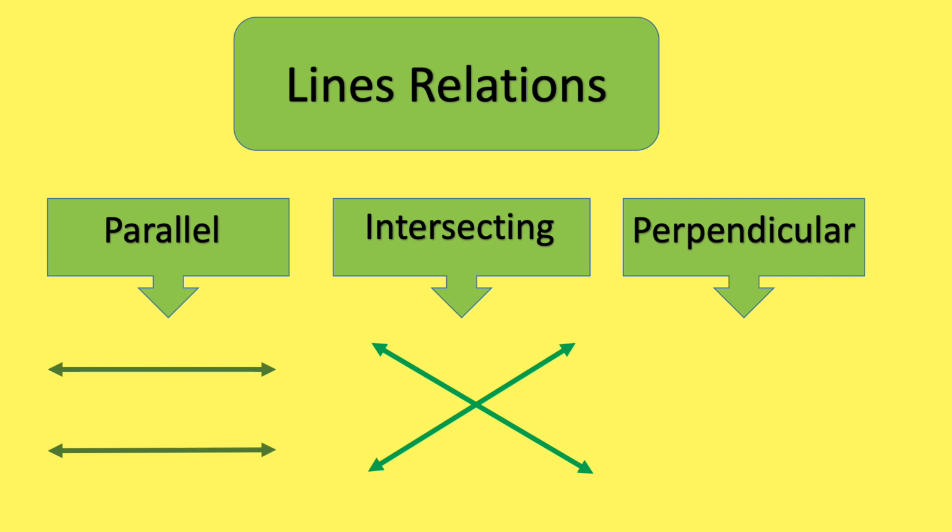The third relation is the perpendicular. The word perpendicular means that the two lines are intersecting. So it's a special case of intersecting lines. And at the same time, they make 90 degrees with each other. The 90 degrees is very clear when you see a corner that makes an angle of 90 degrees, or you find a square corner like that. So in this case, we say that the two lines are intersecting and perpendicular at the same time.